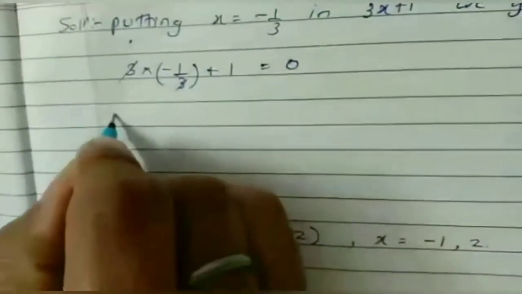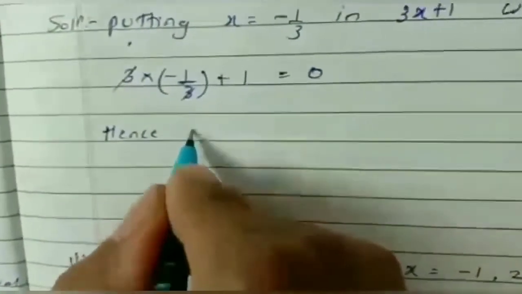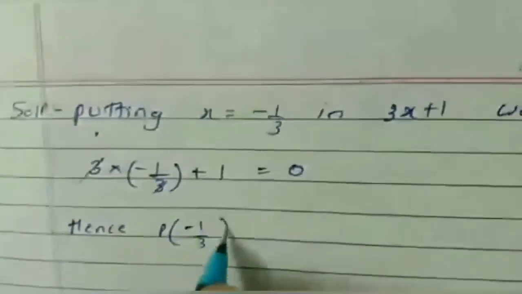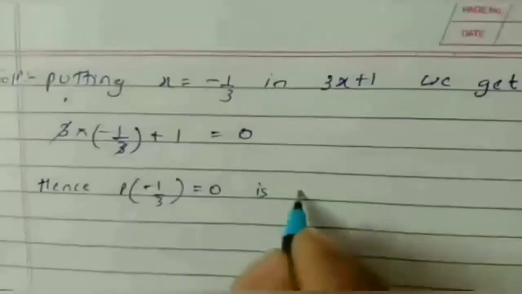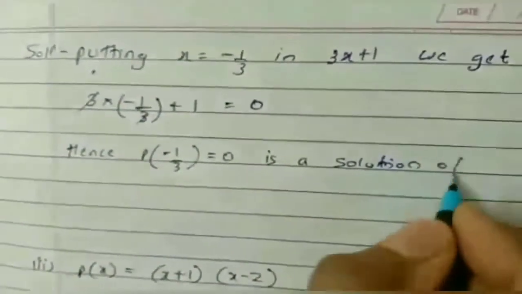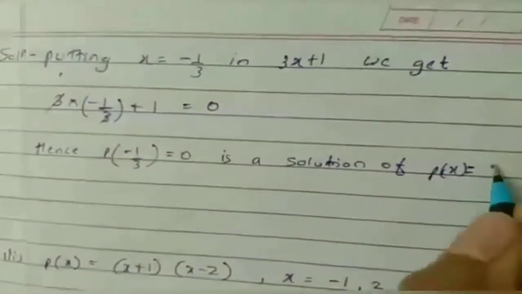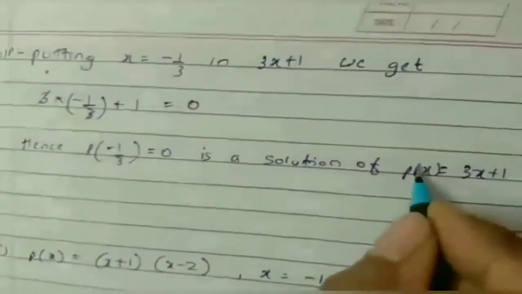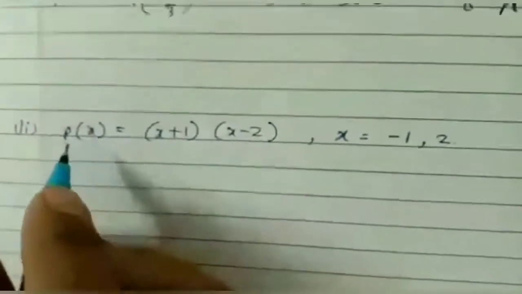Okay. So how will we write? Hence p minus 1 by 3 equal to 0 is a solution of px equal to 3x plus 1. Okay, this way we have to write. Now second one we will do.